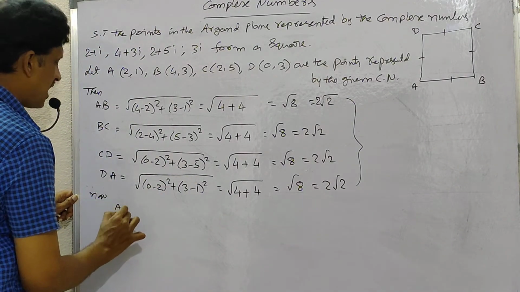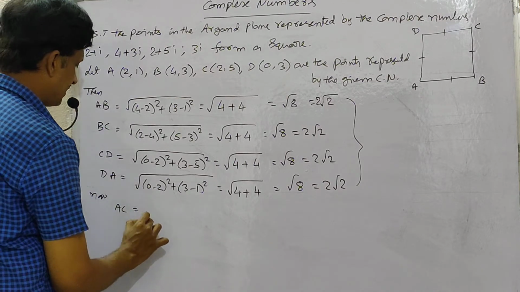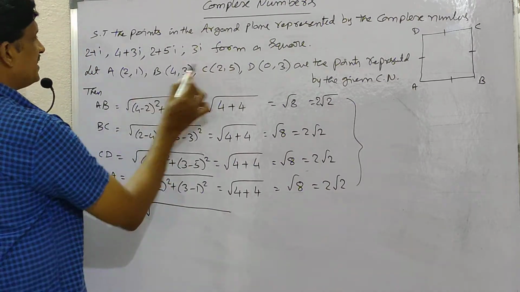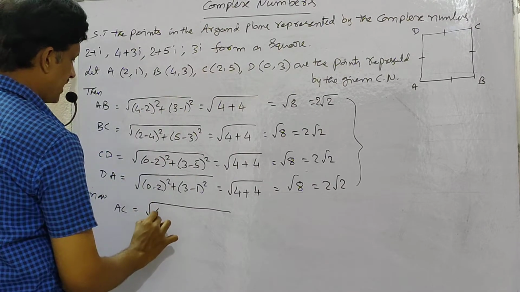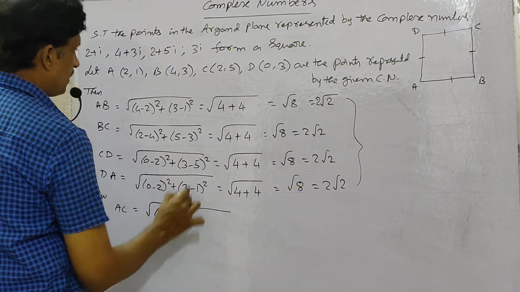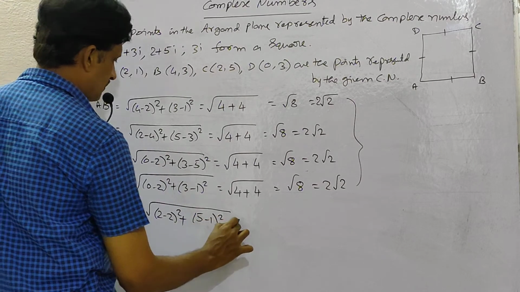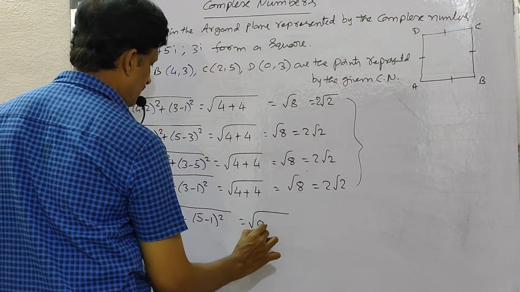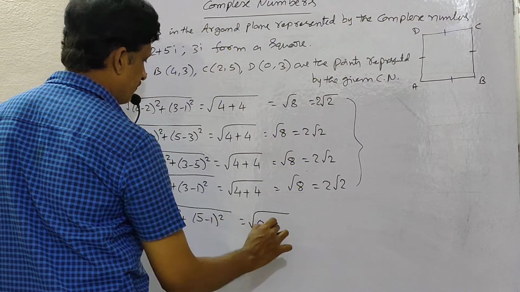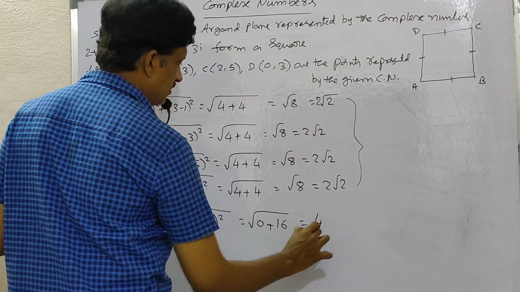Now AC and BD are the diagonals here. AC, distance between the points A and C, that is the square root of (2 minus 2) whole square plus (5 minus 1) whole square. 2 minus 2, 0 square is 0, plus 5 minus 1, 4 square is 16, root 16 is 4.